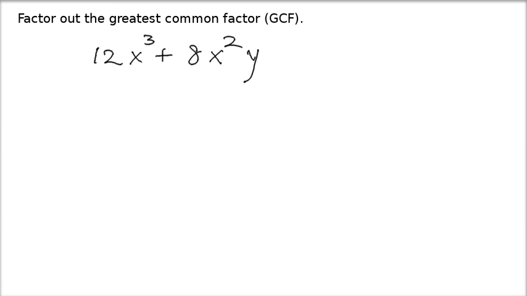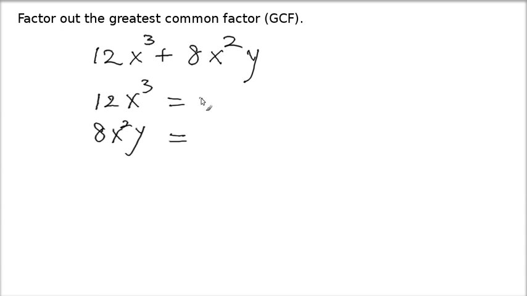I'm going to explain how to factor a polynomial using the greatest common factor. So here is an example. There are two terms in this polynomial, 12x cubed and 8x squared y. We can break up each term into several factors.